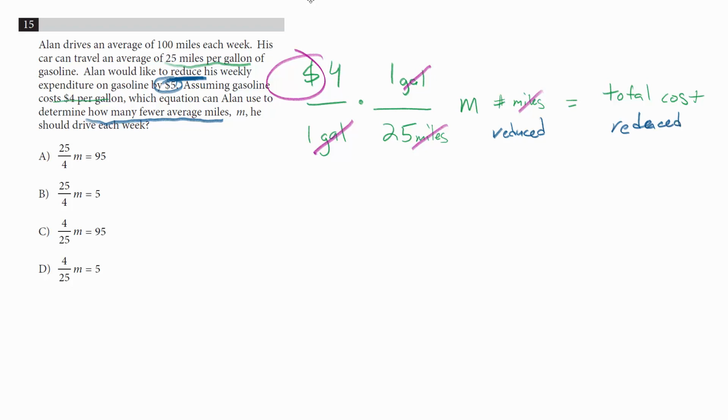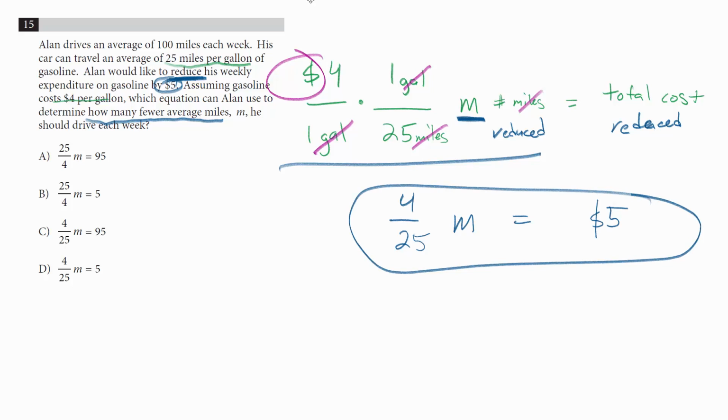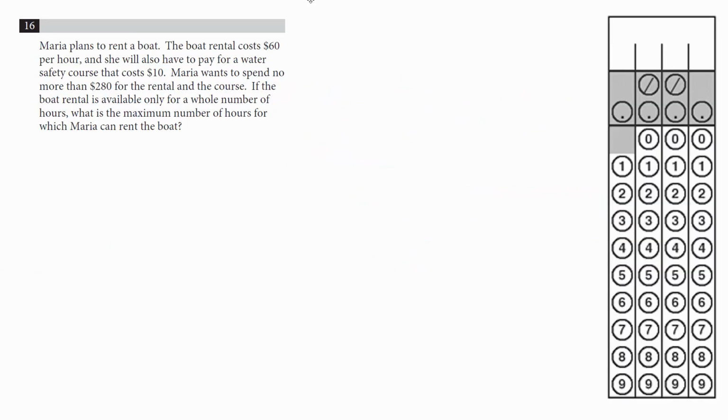So if he wants to reduce his total cost by $5, then he has to figure out, basically he has to solve for m using this function, which can simplify to 4 over 25 times m. And if he wants to reduce by $5, he can solve for m and get how many miles he needs to reduce by. This is what the question is asking for, which is option D. So this is the first question where the bubble grid is used.